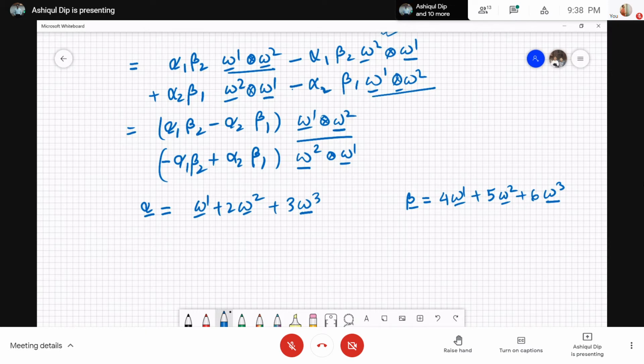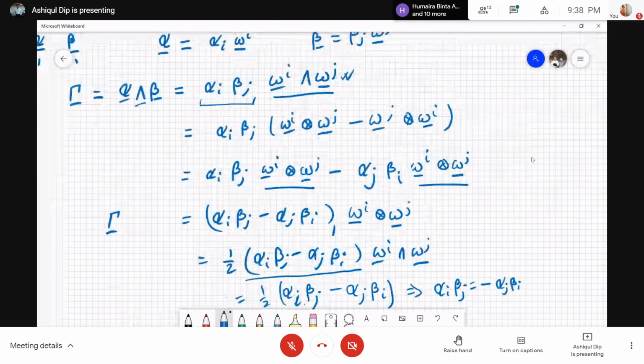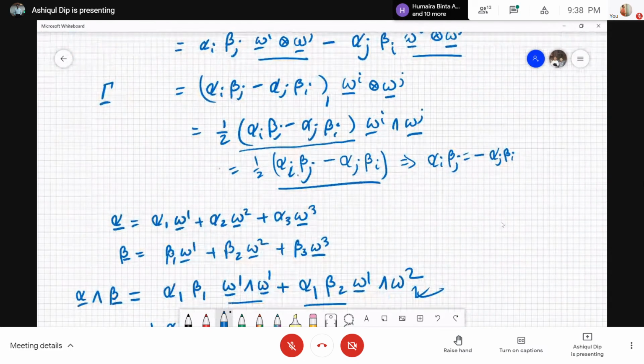No, I never said that. The antisymmetry you're talking about is hidden in the wedge product. You have to evaluate that. Stop right there. Here, you have written this equation: alpha i beta j is equal to minus alpha j beta i. So i can be 1 and j can be 2. So alpha 1 beta 2 is equal to minus alpha 2 beta 1.